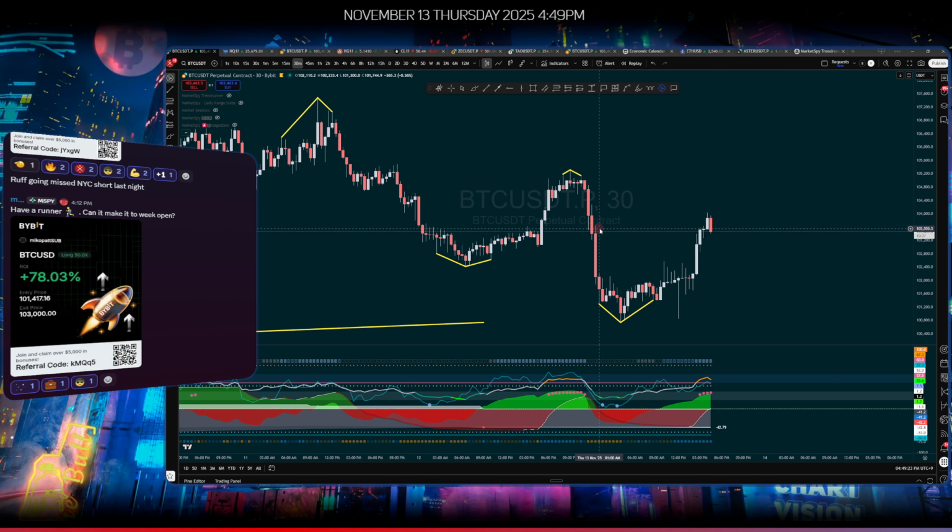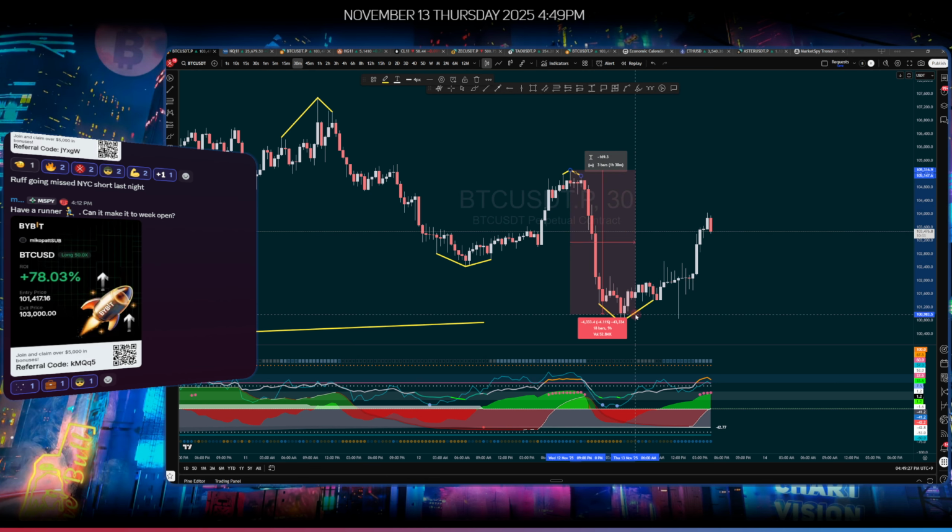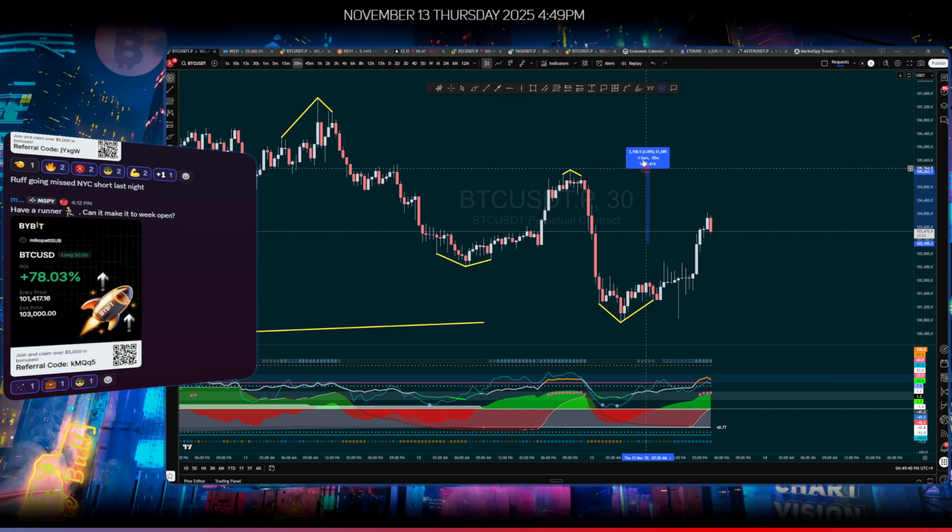If your entry is here, for example, for a 1 hour trade, let's assume your entry is over here, then your stop loss would be placed over here, right? For this reason, because this is a $2,000 distance, 2%, your contract size would have been extremely small.